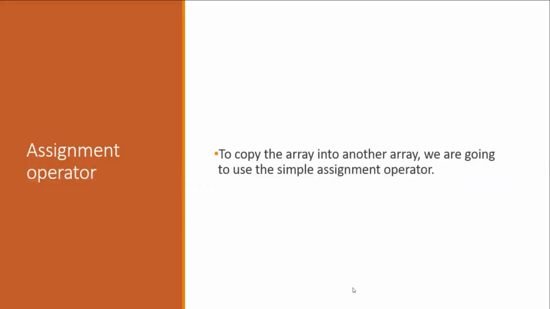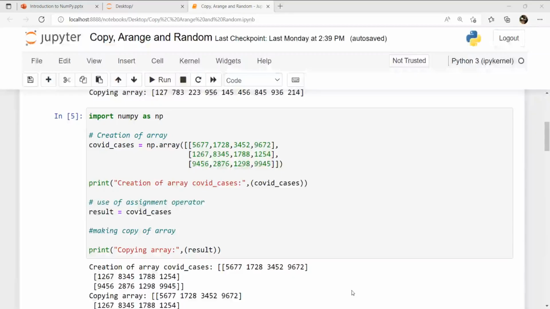So after using the numpy.copy function, now we are going to discuss the assignment operator. Assignment operators are generally used in Python to assign values to variables, but we can also use them to copy one array into another. Now let us use this method practically. So here first we have created an array by using the np.array function and within this function we have assigned a two-dimensional array. So after printing the two-dimensional array, we are using the assignment operator.